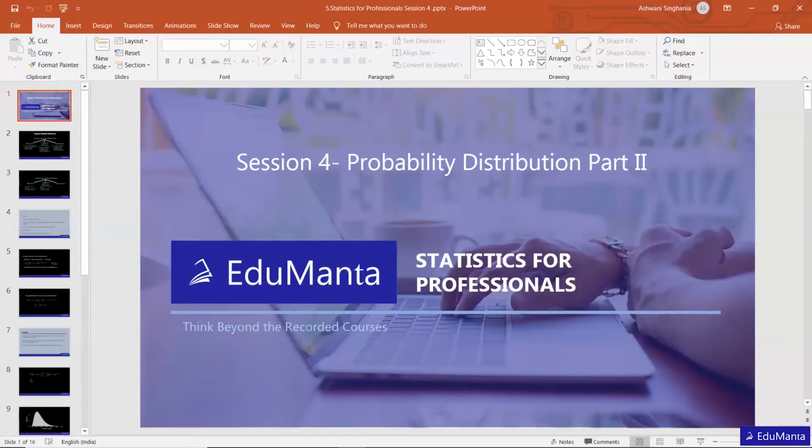We have already covered three probability distributions in the last session, and those were the binomial distribution, normal distribution, and Poisson distribution. I hope that the concepts of these three distributions are clear to all of you.